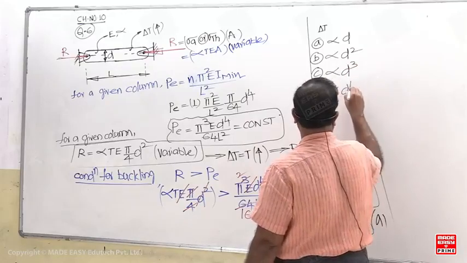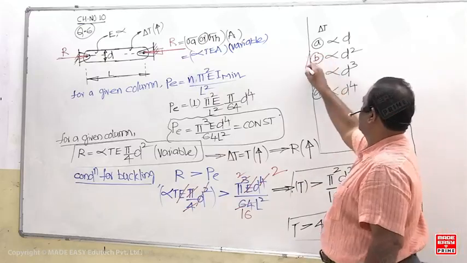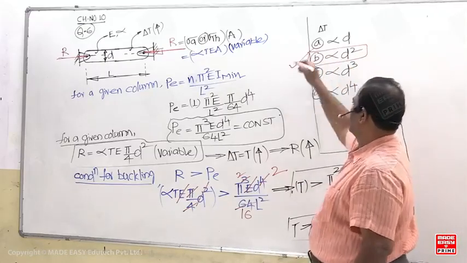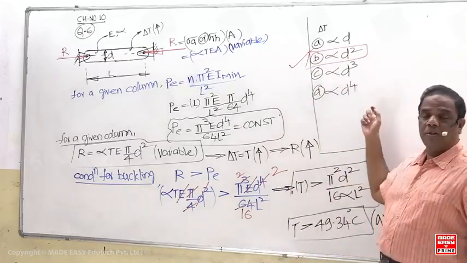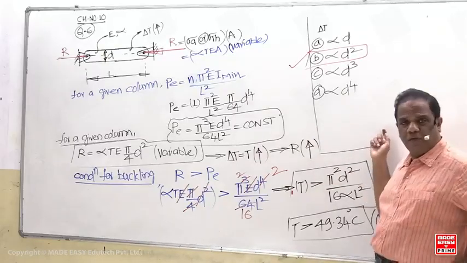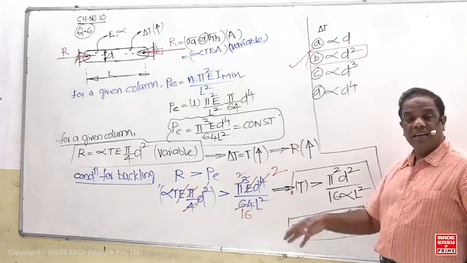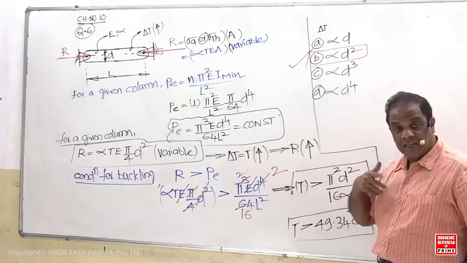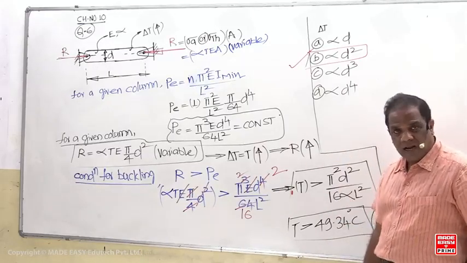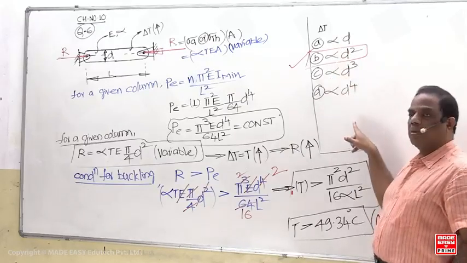It's also given in the answer will be D or B. But most of students have taken d to the power of 4. They have seen the buckling load. Buckling load is proportional to d to the power of 4. But the question is not asking the buckling load. What is asked in the question? The change in temperature necessary to induce buckling: proportional to d square, d cube, d to the power of 4.